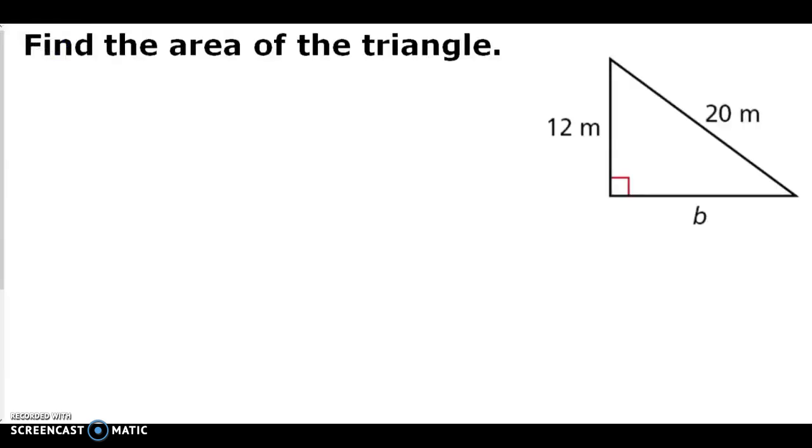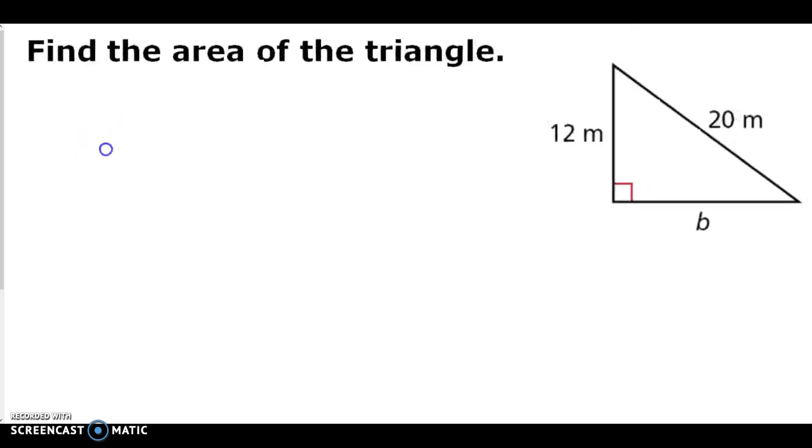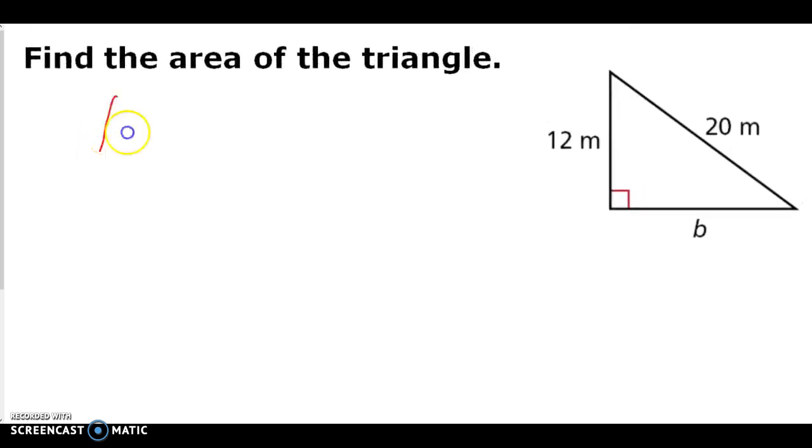So let's find the area of this triangle. What's our area of the triangle formula? Base times height divided by 2. Do we know the base? Oh no. What are we going to do? We're going to use the Pythagorean theorem. Who wants to set up the Pythagorean theorem?